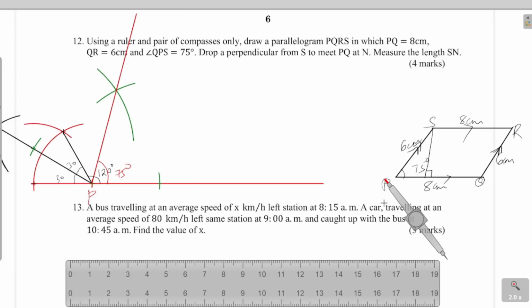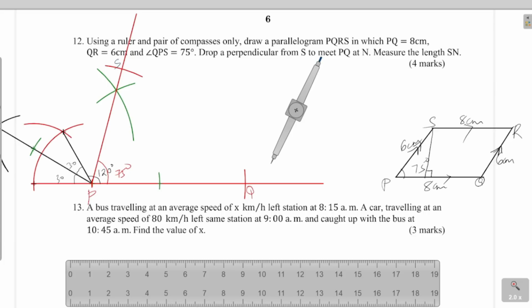So I need to get 8 centimeters. So that is 8 centimeters. So you mark an arc there, and this will be point Q. Then PS is 6 centimeters. So standing at P, take 6 centimeters and mark that. That point will be S.